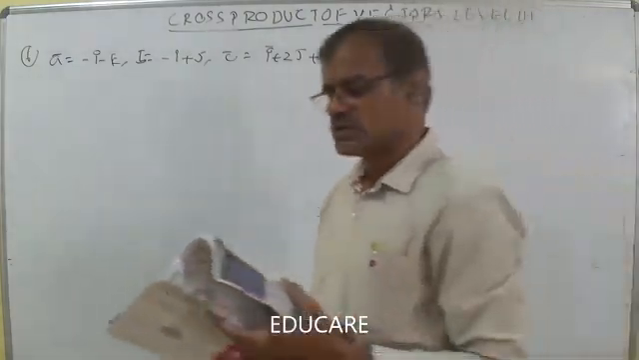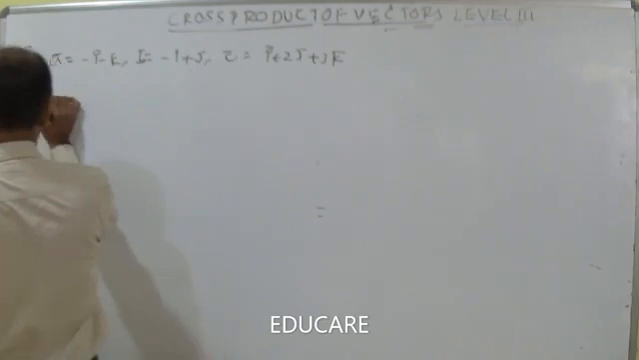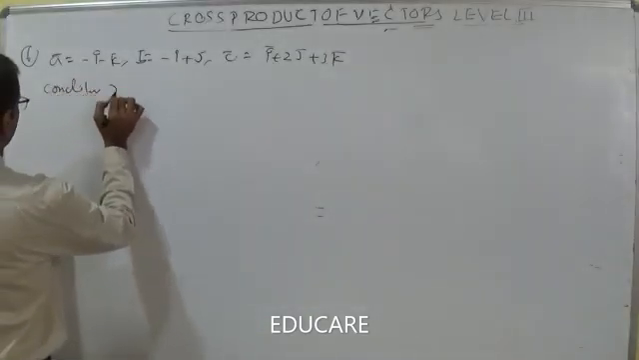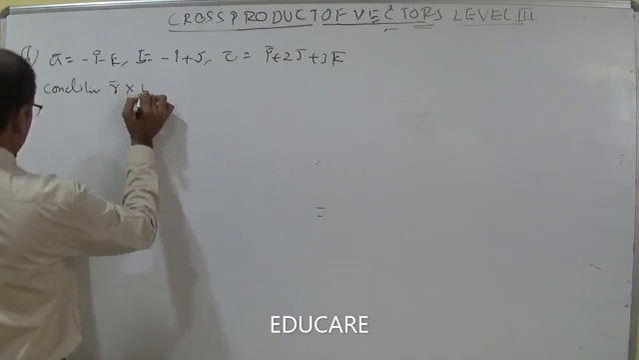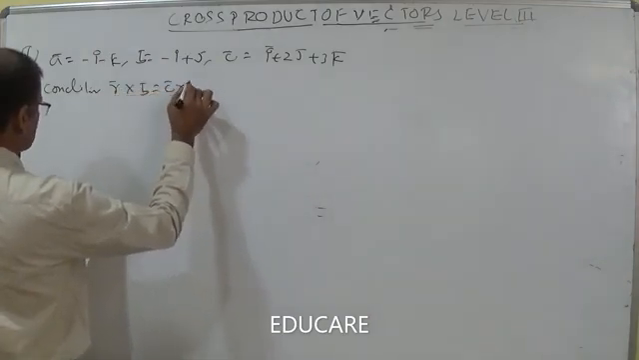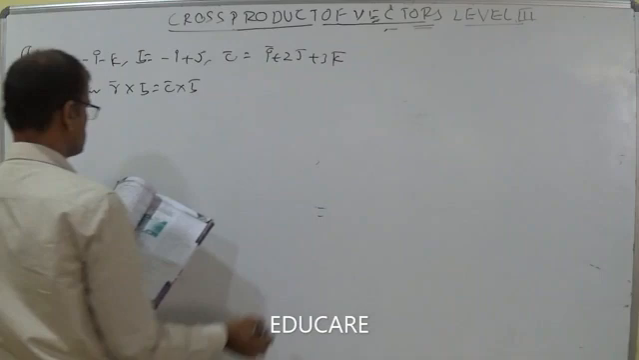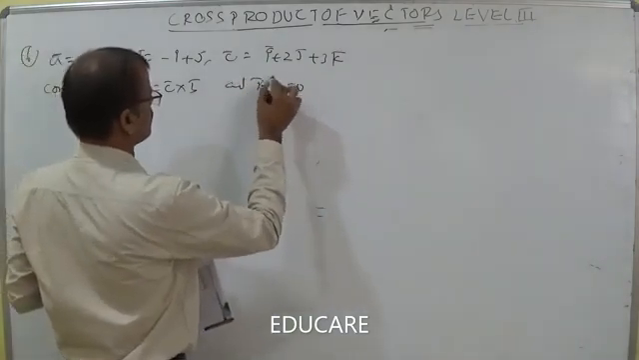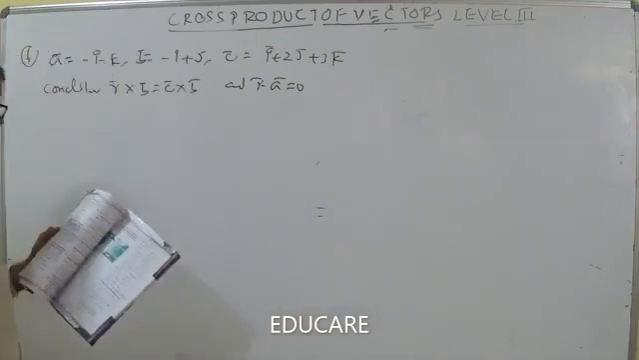If R is a vector such that R cross B is equal to C cross B, condition I am writing. The condition he gave is R cross B is equal to C cross B, and R bar dot A bar equal to 0. Same.